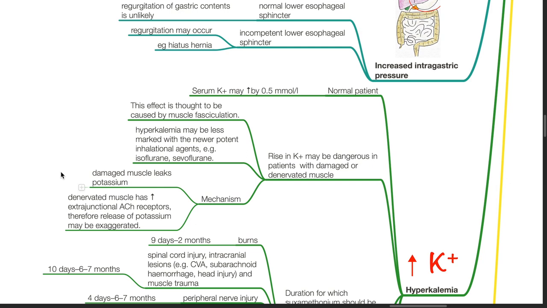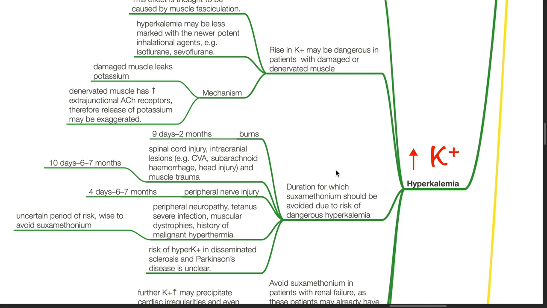Regarding the duration for which succinylcholine should be avoided due to risk of hyperkalemia, succinylcholine should not be used 9 days to 2 months after extensive burns. Succinylcholine should not be used 10 days to 7 months for patients with spinal cord injury, intracranial lesions such as cerebrovascular accident, subarachnoid hemorrhage and head injury, and muscle trauma.